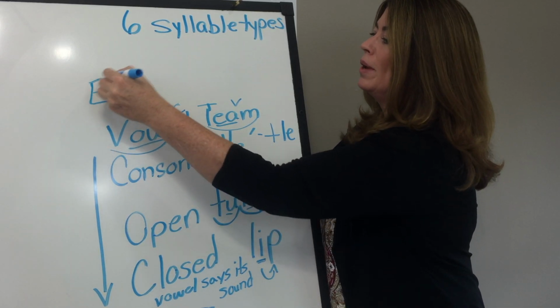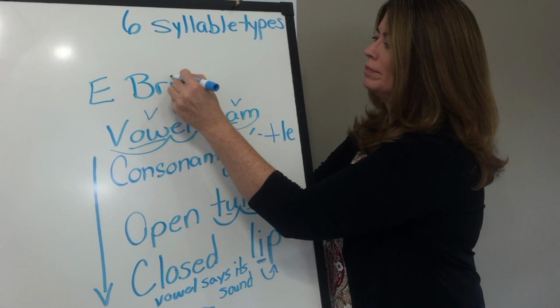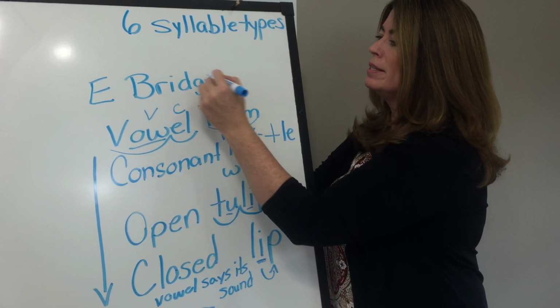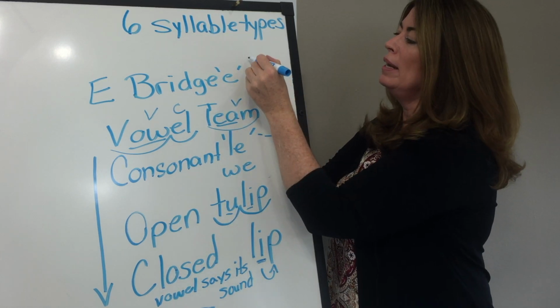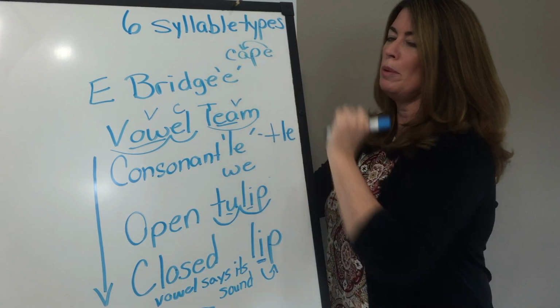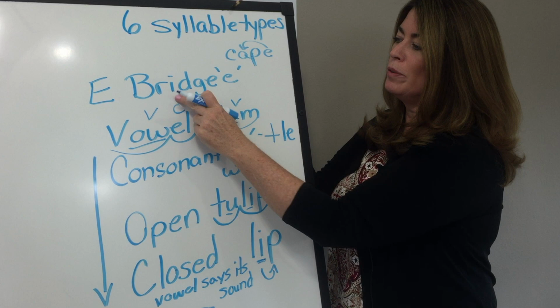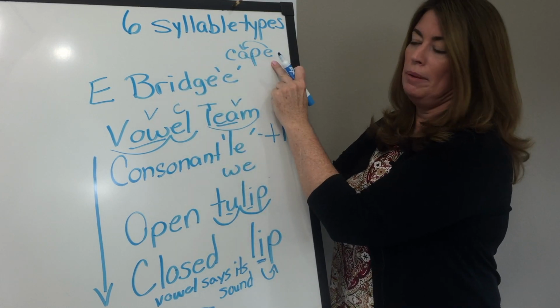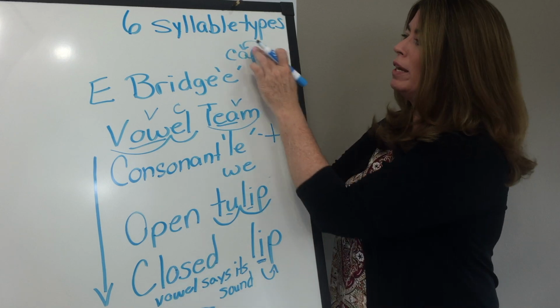Okay, so then we have E, and this is bridge E. And bridge E is sneaky E, magic E, silent E, whatever you call it, wherever you're at. If you have cap, you put the E at the end, the E gets to jump over and make it say cape. So even though it has 2 vowels, that's why you look for this first, so that it's not KP. You're going to try to see if it's cape. If that makes sense, then you're done.